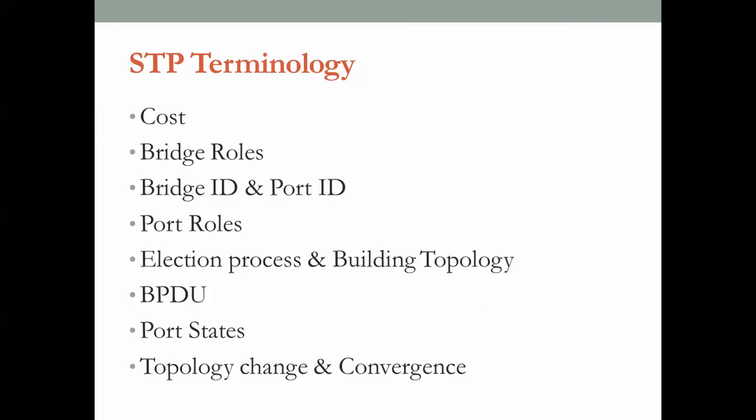Cost, bridge roles, bridge ID and port ID. Then we have port roles, and then we come to a very important topic in spanning tree, that is the election process and building of topology. And then we study about BPDUs. BPDUs are the heart and soul of STP, because it is through BPDUs everything happens in STP. And then we come to port states, and then finally topology change and convergence.